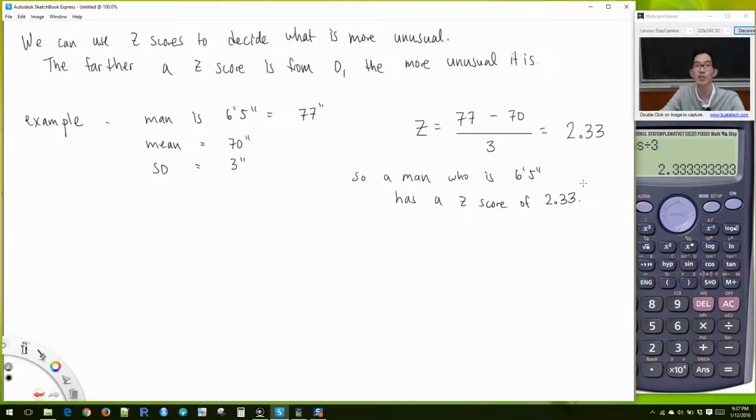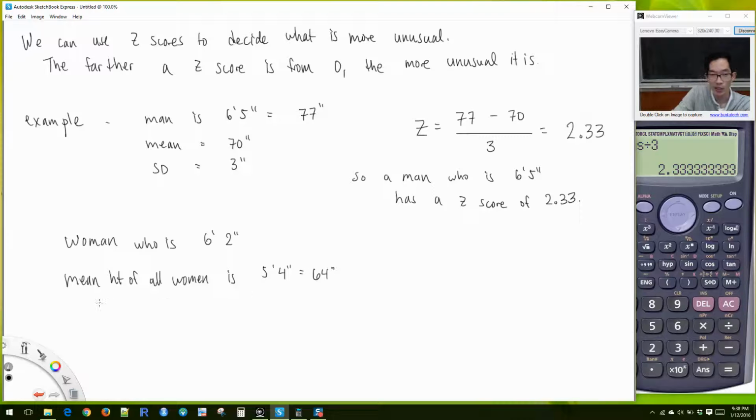These calculations? All right, and then let's talk about the woman who is 6'2", okay? So we'll say the mean height of all women is 5'4", so that's 64 inches. And we'll say the standard deviation of all women is also 3 inches, okay? So 6'2" would be 74 inches, right? Each foot is 12, so 12 times 6 is 72, plus 2, 74 inches.